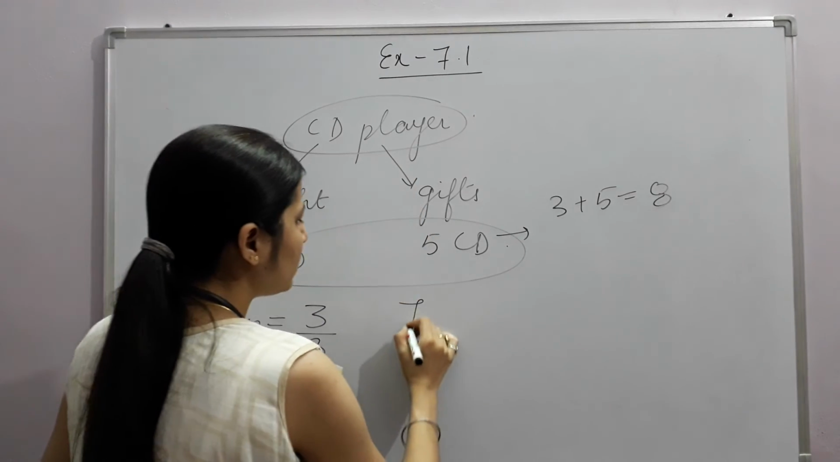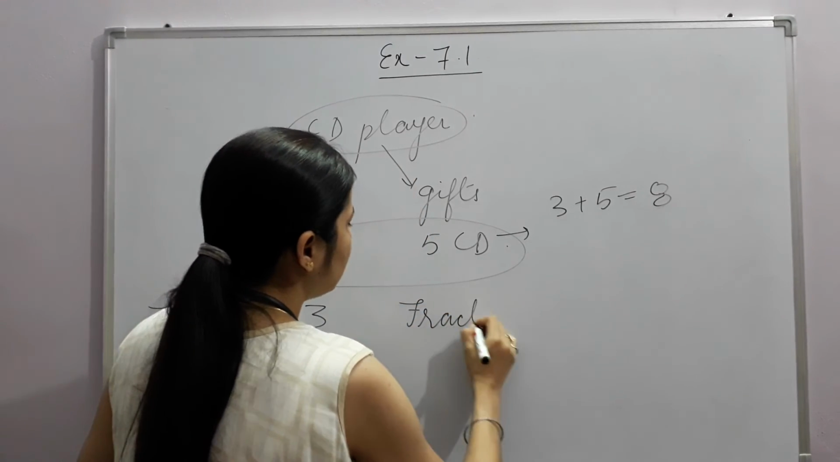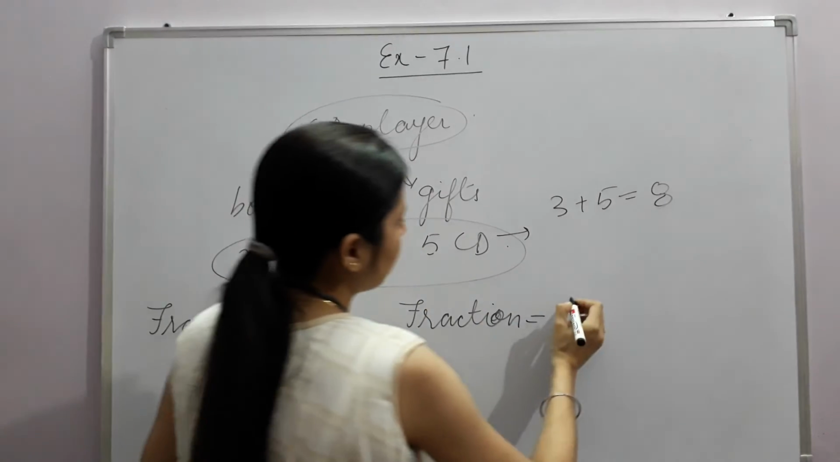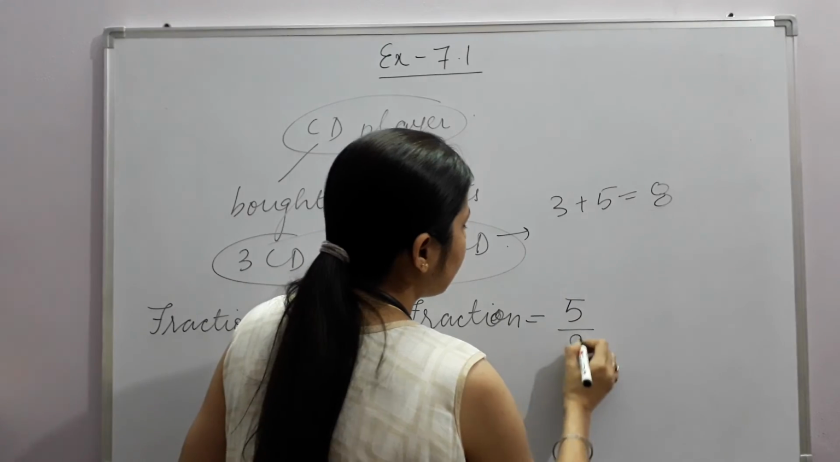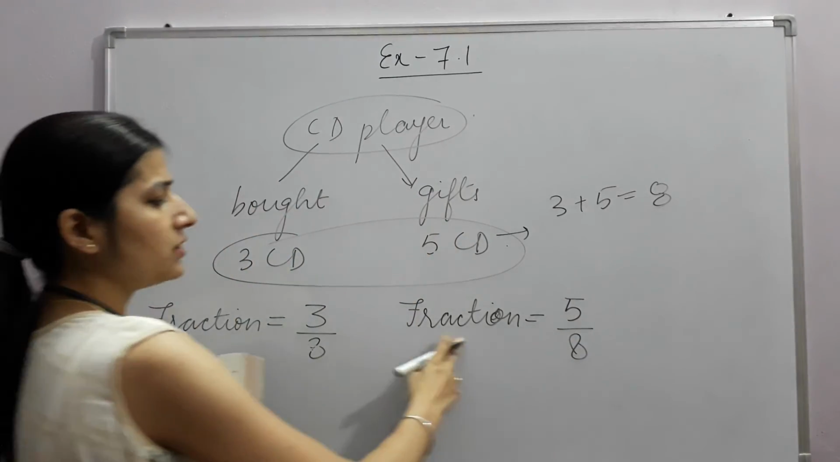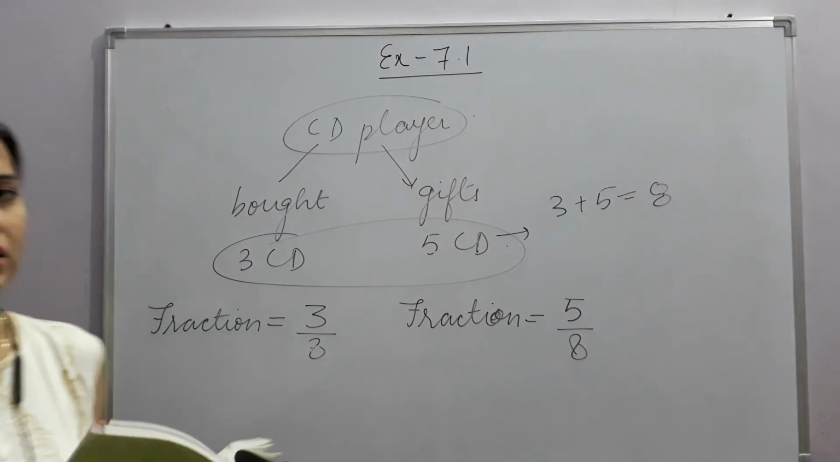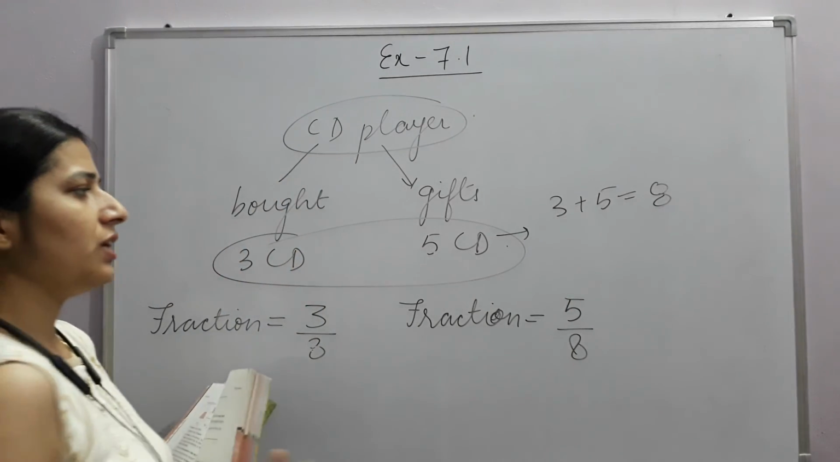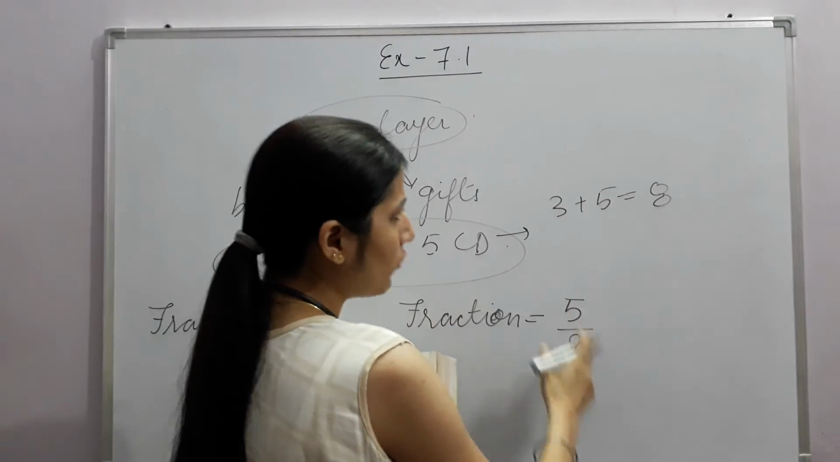And what will the fraction be? What is the fraction that she received as gifts? She has received only 5 CDs as gifts. But we will write 8 as the denominator because we are representing it in the form of a fraction, and a fraction is always written in the form of numerator upon denominator. So she received 5 CDs as gifts out of 8 CDs.